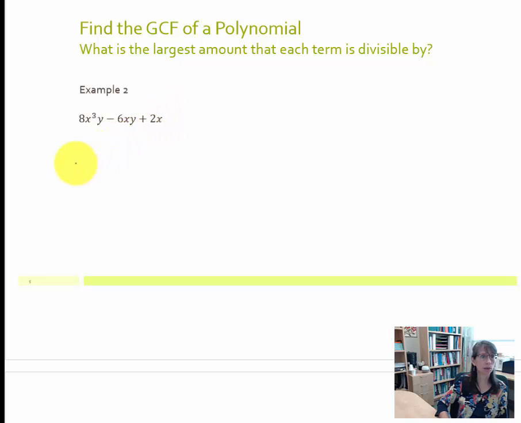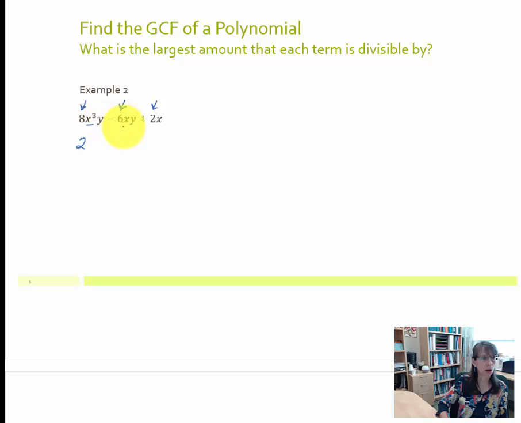In our next example, we have the polynomial of 8x cubed y minus 6xy plus 2x. So you'll notice this time we have 3 terms in this polynomial. We're first starting with the numerical coefficients of 8, 6, and 2. Since they're even, we know at least 2 is in common. And since 2 is our smallest coefficient, that's also a clue that we could never use a number that's larger than 2. So starting with 2, we'll then look at the variables, x, y, x, y, x.